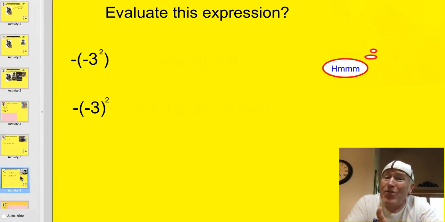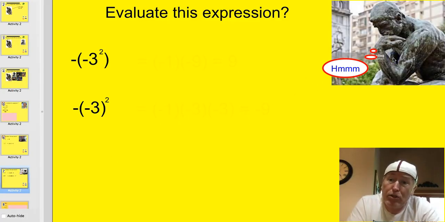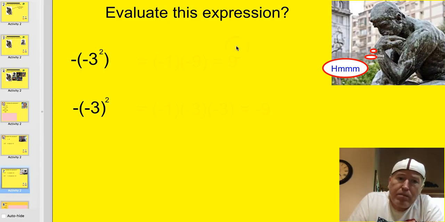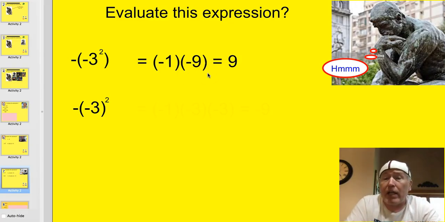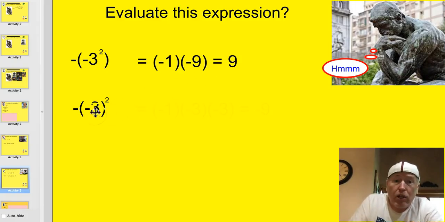All right. How about this one now then? Le Penseur is back. Well, let's think about this. This is negative 9, right? And this is really like a negative 1 times everything that's in here. So this can be transcribed as a negative 1 times a negative 9. Well, that's a negative times a negative, so that's a positive 9. Done.